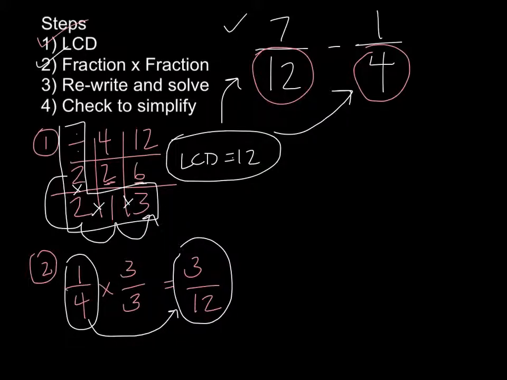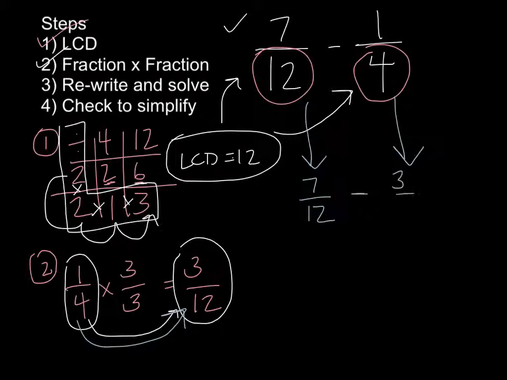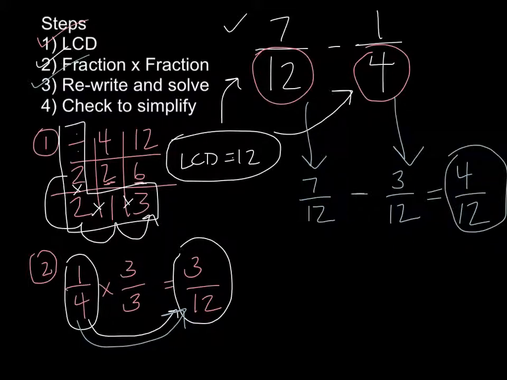My third step is to rewrite and solve. Now, since this is a subtraction problem, it matters what fraction comes first. So when I look back at the problem, it was 7/12, and we said 7/12 was not going to change because it already had the denominator 12. Minus, the second fraction was 1/4, and we said 1/4 is now going to be written as 3/12. So now I can subtract because my denominators are the same. 7 minus 3 is 4/12. My last step is to check and see if I can simplify my answer 4/12.